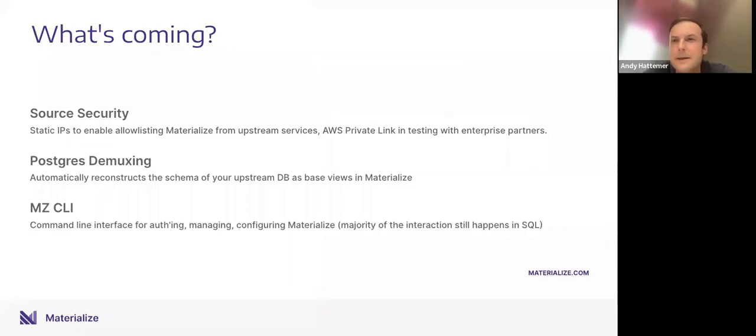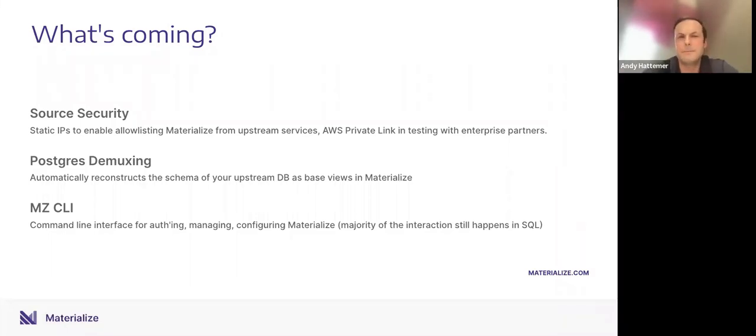Okay, that was a lot, but we've got even more coming. We're still in early access, but we've used the preview customer feedback to prioritize certain features like source security, shipping more methods of securely connecting to an upstream Kafka or Postgres source. We also have a major update to the Postgres source that we call Postgres demuxing, where instead of taking in the raw logical log feed of changes and leaving it up to the user to decode and parse, we actually recreate the schema of your upstream Postgres database as views in Materialize. So you can immediately begin building new transformations, almost as if it were a Postgres re-replica.